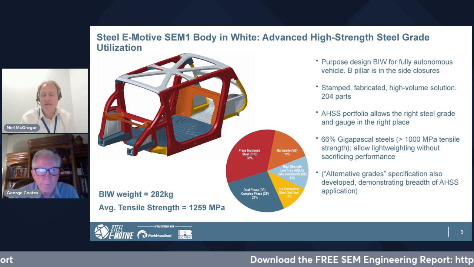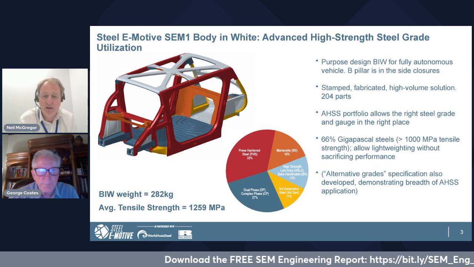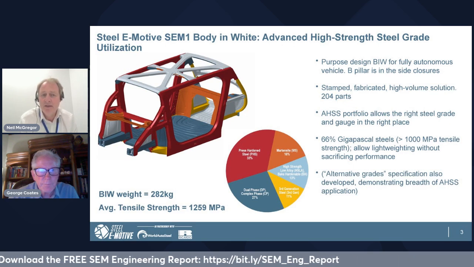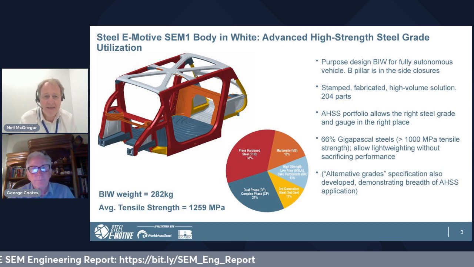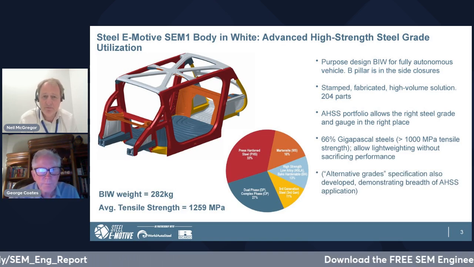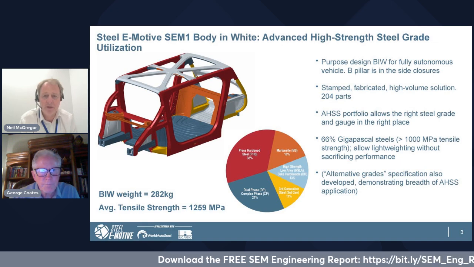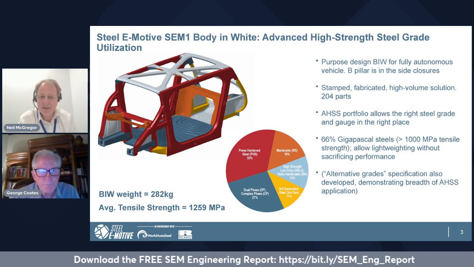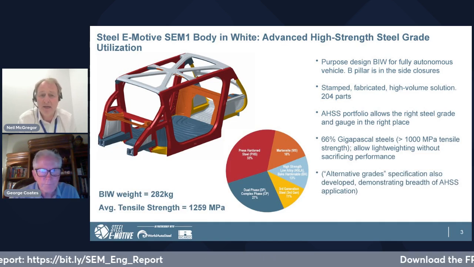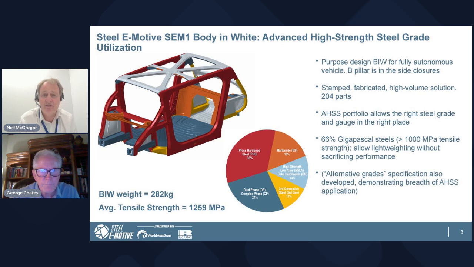Like I say, using that portfolio of 64 grades allowed us to put the right steel in the right place. So 18 unique steel grades in it. It consists of some very, very high strength grades, as you can see from the pie chart. So over 66% by weight of the grades in that body in white are above 1,000 megapascal UTS. So some very, very high strength in there.